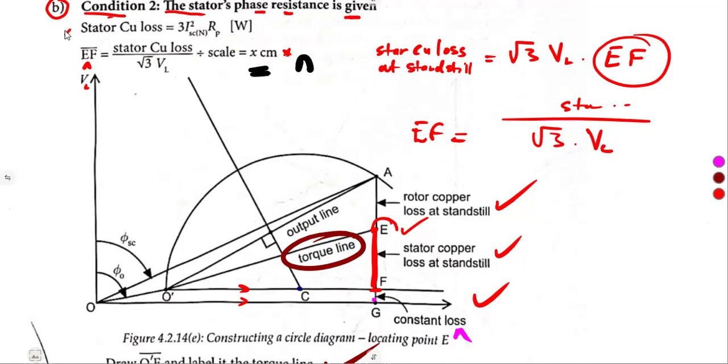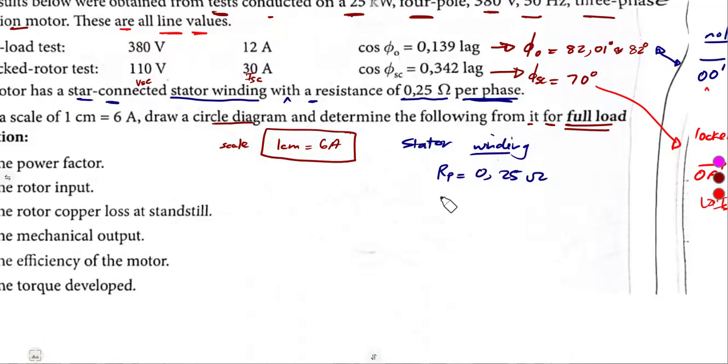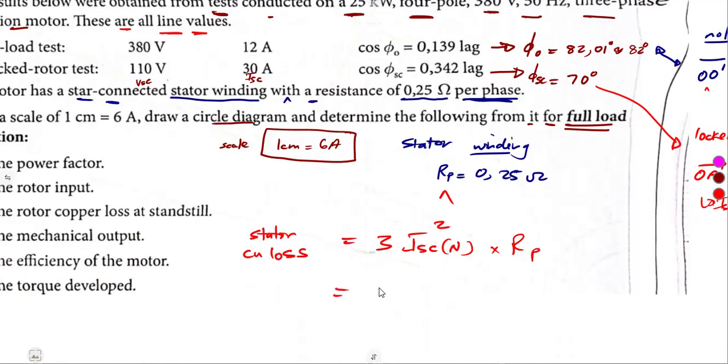So these are the stages that you're going to need. You must determine the stator copper loss from where? From the phase value of the resistance that you're given. Then you determine your vector EF. All right. So let us have that one. Determine first, because we've got that phase value for the resistance. So we are going to start by determining the stator copper loss, which is equivalent to 3 times the short circuit current at a normal voltage squared times the phase value for the stator winding.